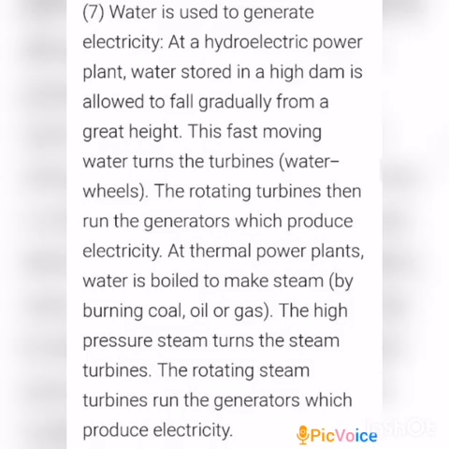Okay children. Next, the water is used to generate electricity or is used to generate power. How it is used to generate electricity children? At a hydroelectric power plant, water stored in a high dam is allowed to fall gradually from a great height. This fast moving water turns the turbines, which contains water wheels. Then the rotating turbines run the generators which produce electricity. The water is used in the hydroelectric power plant. The water is stored in a high dam.